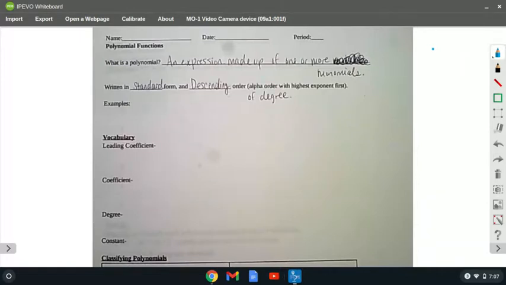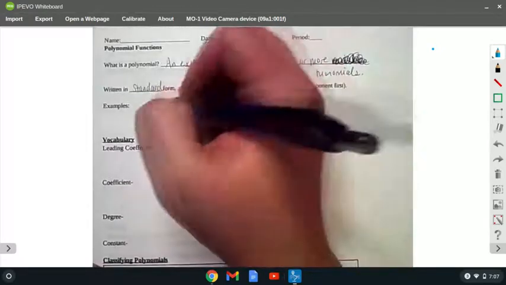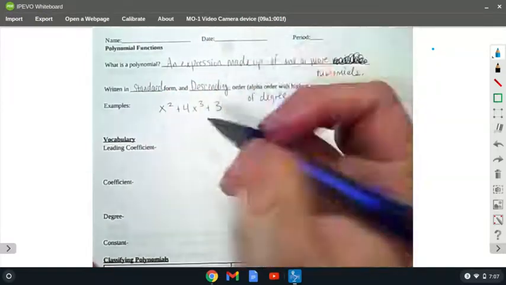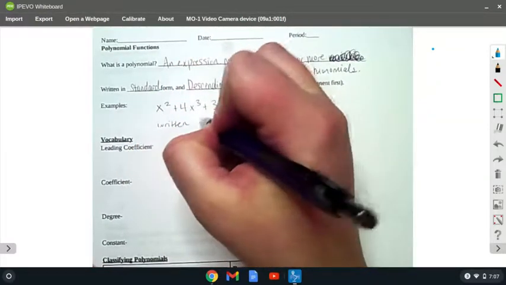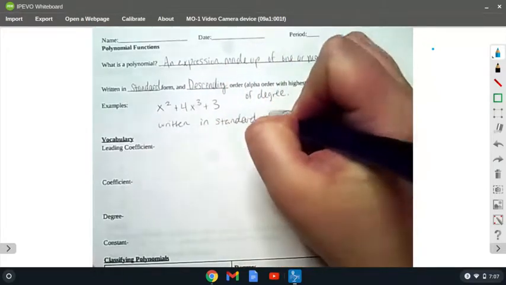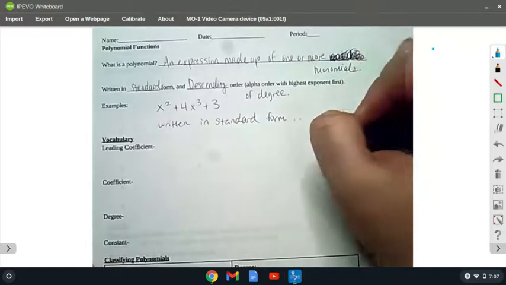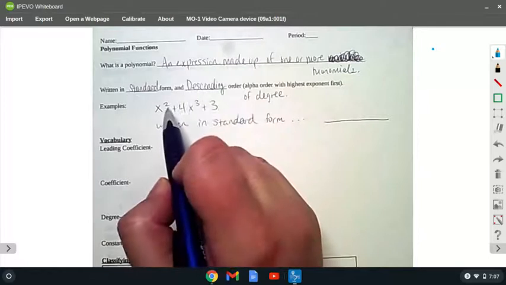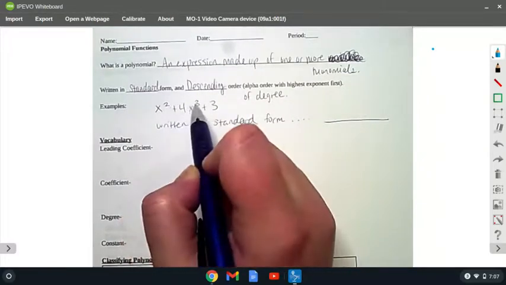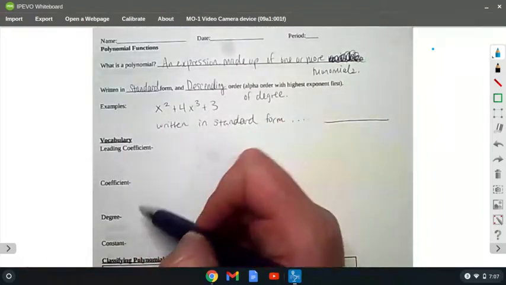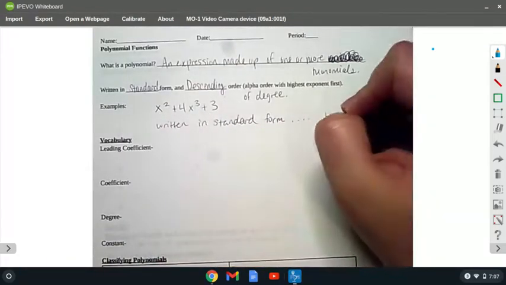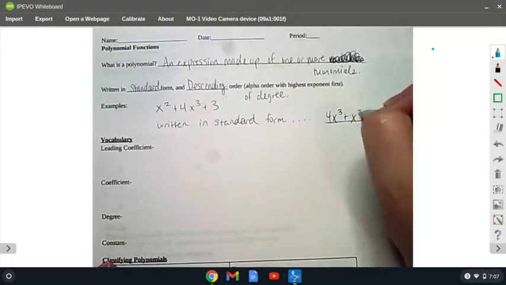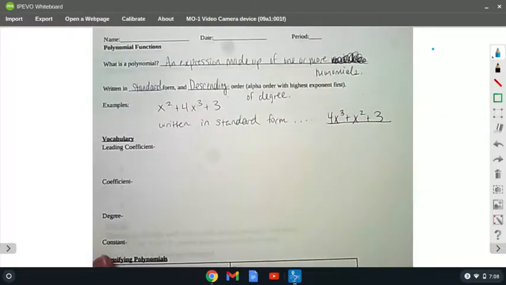An example of putting a polynomial in standard form would be, say I have this polynomial written in standard form would look like this. I want to put it in descending order of degree. So degree is those little exponents. So this has a degree of 2, 3, and this has a degree of 0, which we'll get to down here. So I want to put the 3 first because that's the largest degree. So 4x cubed plus x squared, because 2 is my next highest degree, and then my 3 would be next.